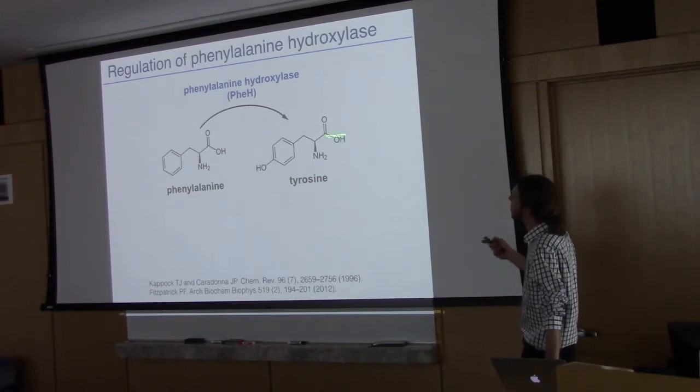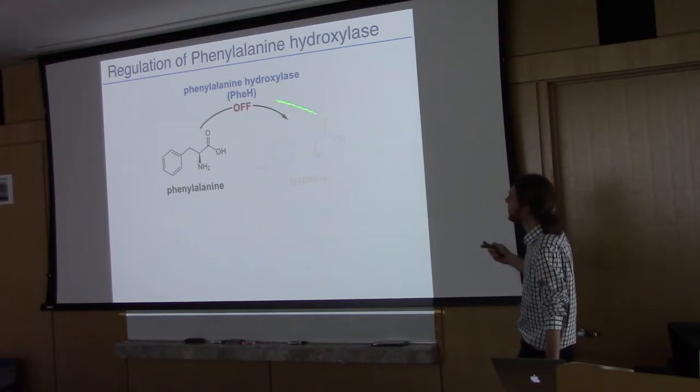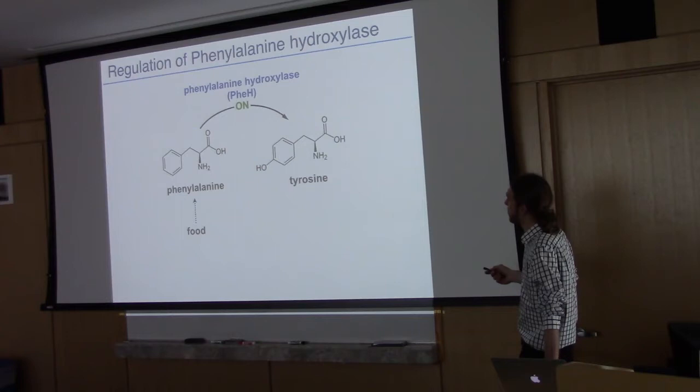And the enzyme in your liver that regulates how much phenylalanine is digested to tyrosine is called phenylalanine hydroxylase. Normally this enzyme is off, but when you eat food, your blood concentration of phenylalanine goes up, and the enzyme turns on and makes tyrosine.